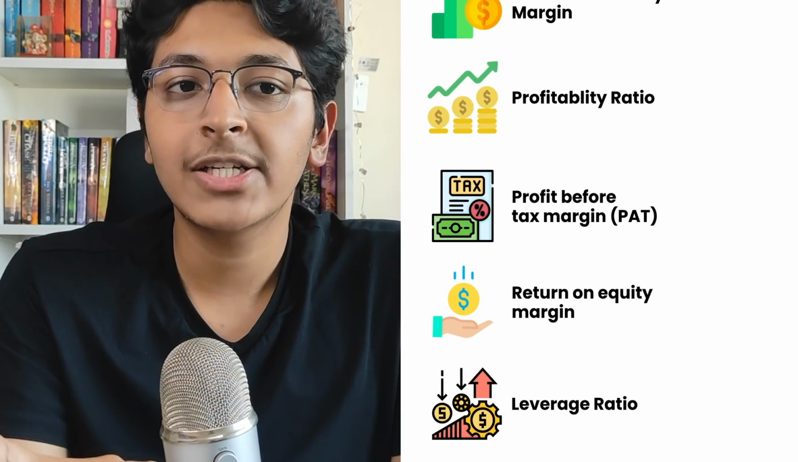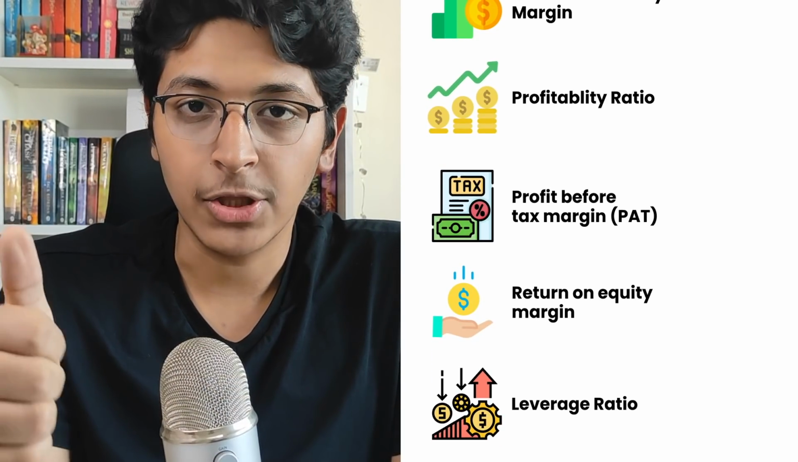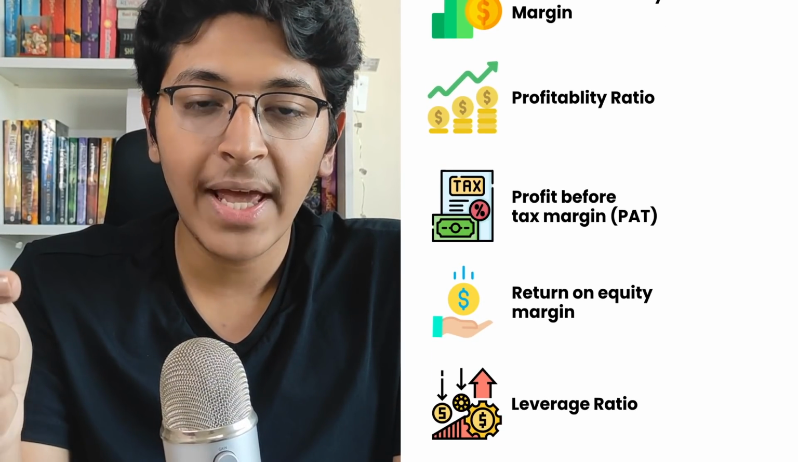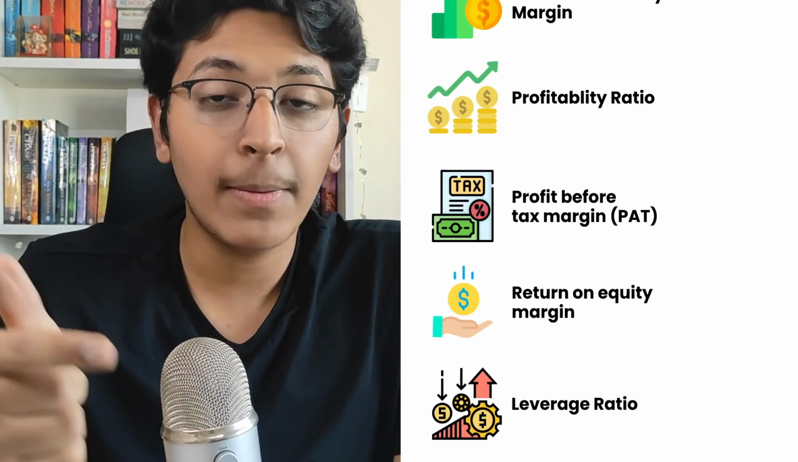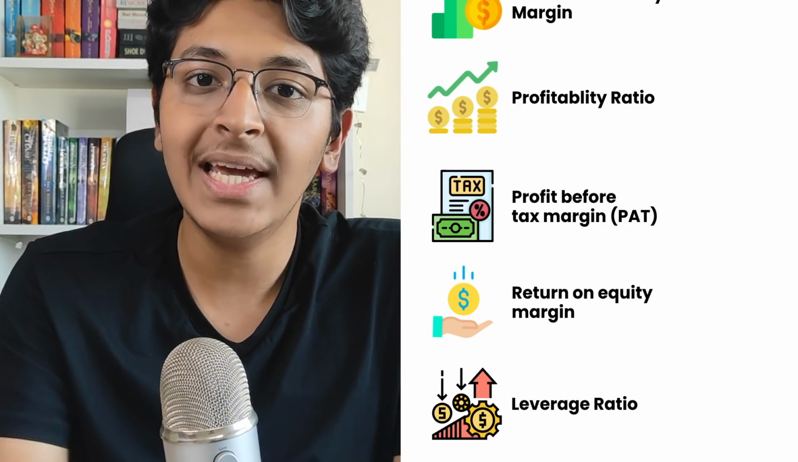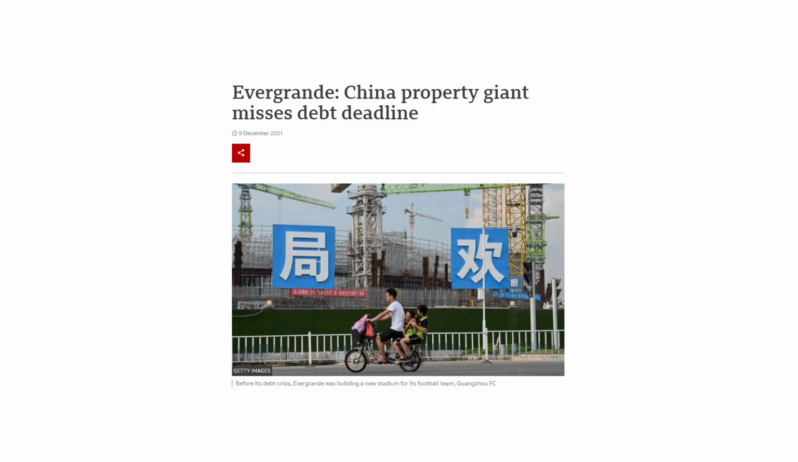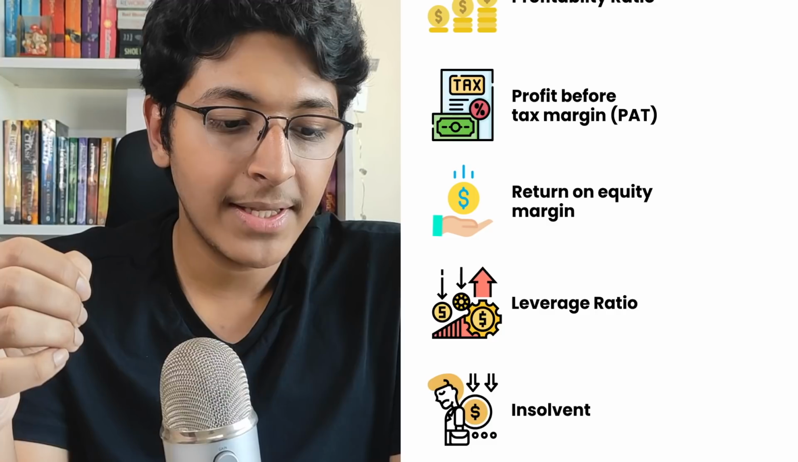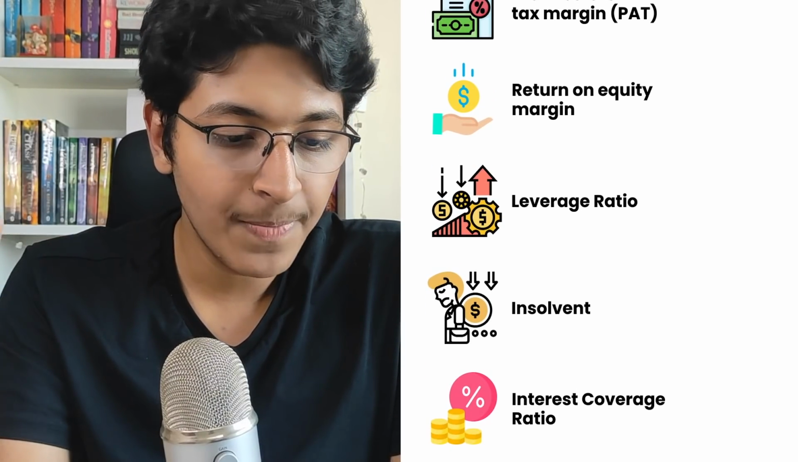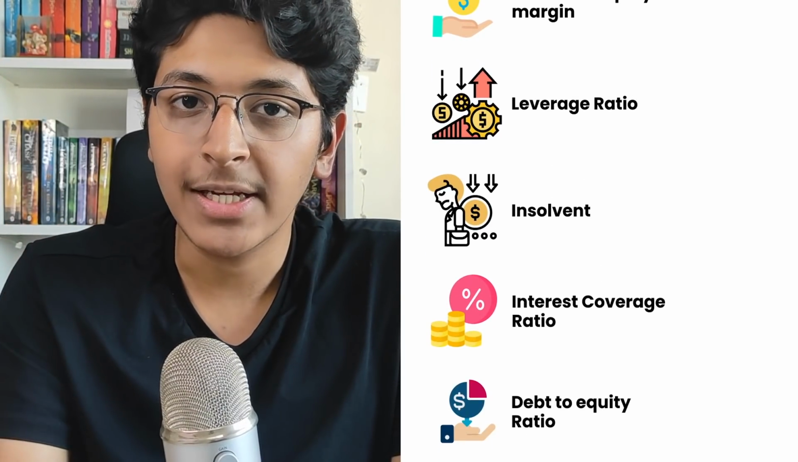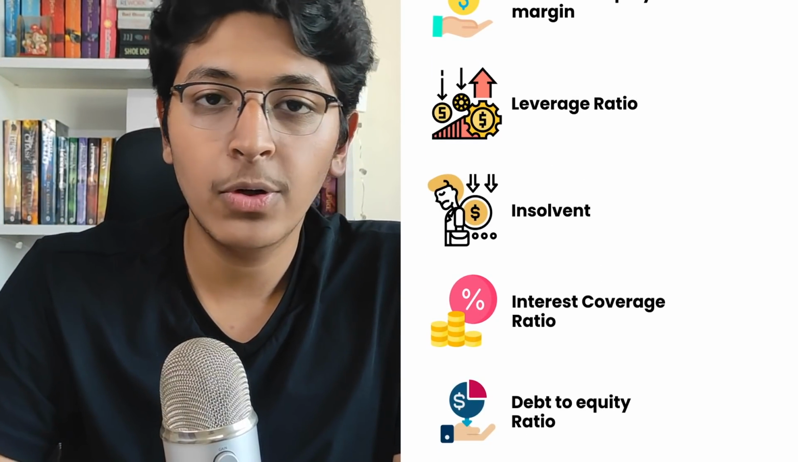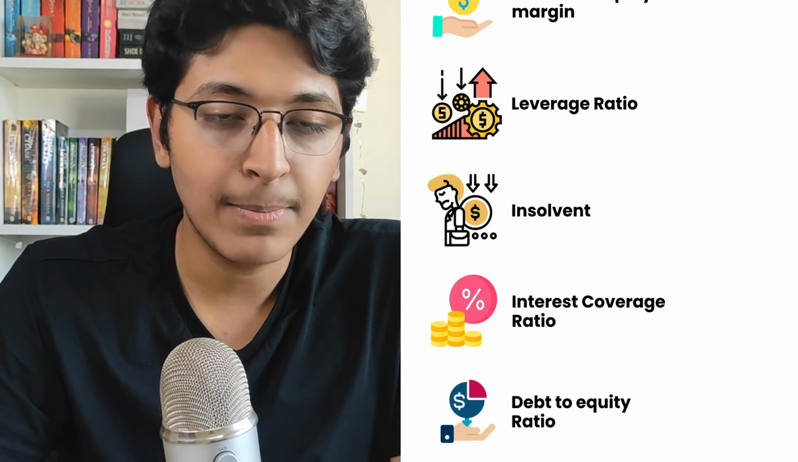You always want to make sure that either the company has no debt, which is amazing, or they have debt, but they are capable of paying the debt and they will not be insolvent, right? Evergrande defaulted because they were not able to repay the loan that they had taken. So if you take a look at this, they have interest coverage ratio, and they also have debt to equity ratio. So make sure that you learn about what these things are and how they can be calculated.